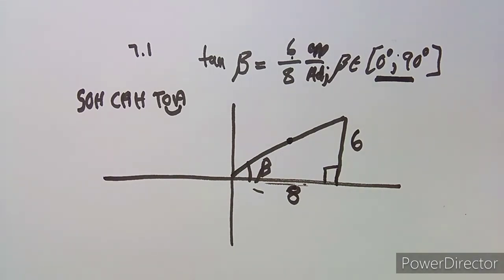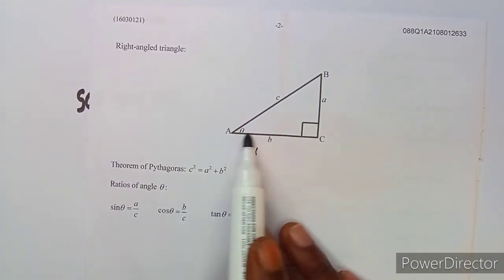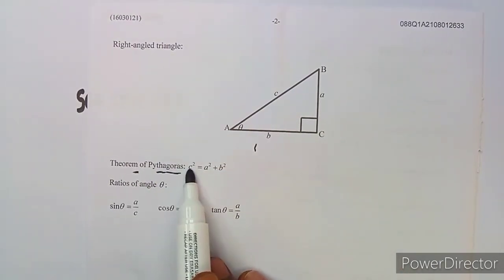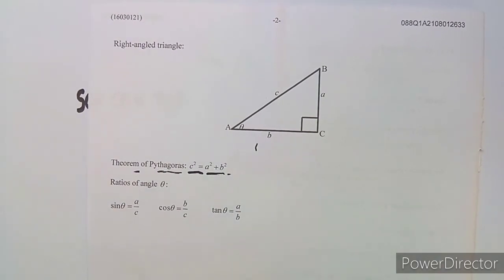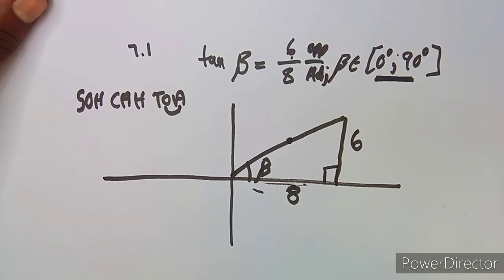This part you are given in your formula sheet for triangles. When you are given two sides like that and you want to calculate the third side, you can actually apply the Pythagoras theorem. This is the part that I'm talking about here. You're actually given this Pythagoras theorem. When you're given two sides and you want to calculate the third side, you can use the theorem of Pythagoras, which is c squared is equal to a squared plus b squared. So you can actually apply this concept.